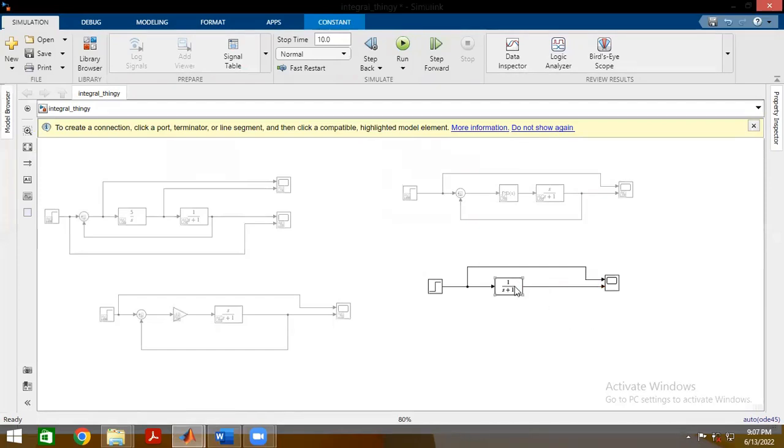Right. Let's imagine for a minute that this is a plant. A plant could be the buck converter that we want to linearize. It could be a motor. It could be basically anything that you want to control that you refer to as a plant.